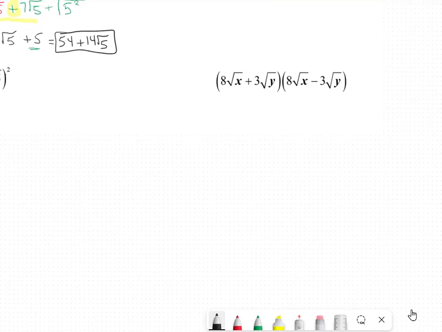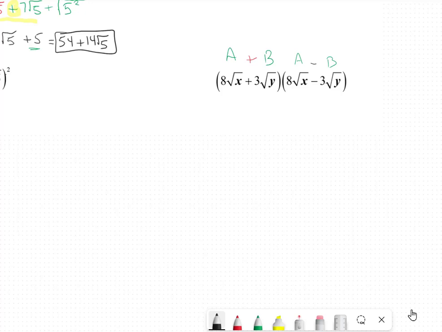And so here we go. It's a binomial times a binomial. This one has coefficients on the radicals, and the radicals have variables. Okay, but let's do the distribution. Oh, wait. Before we do, notice this is another one of those a, b: 8 square root of x, 8 square root of x. It's repeated. And the 3 root y is repeated again. And even better, one is a plus problem and one is a minus problem.